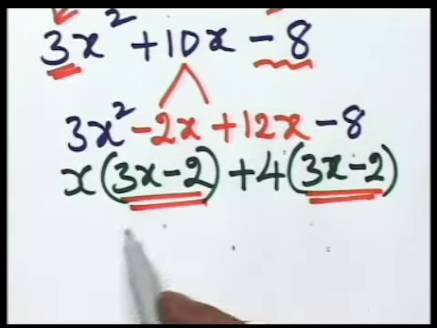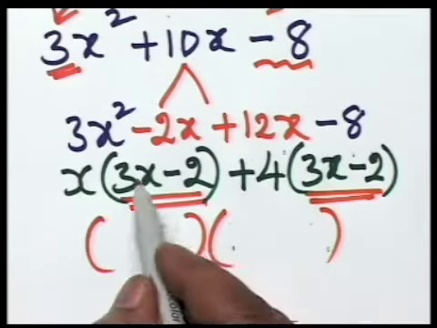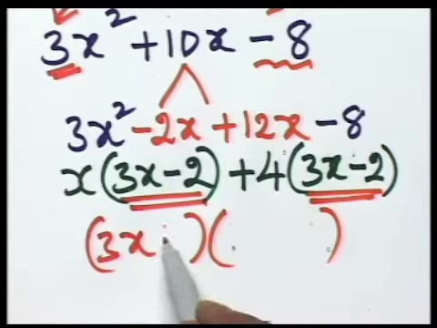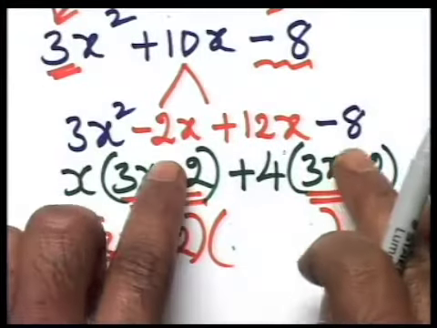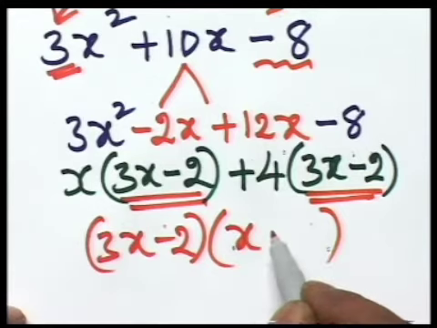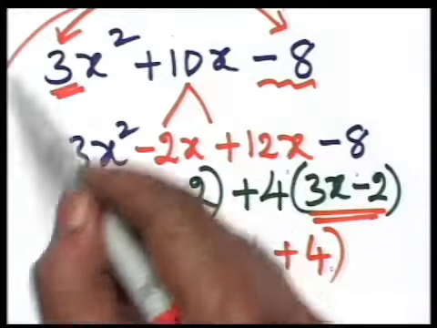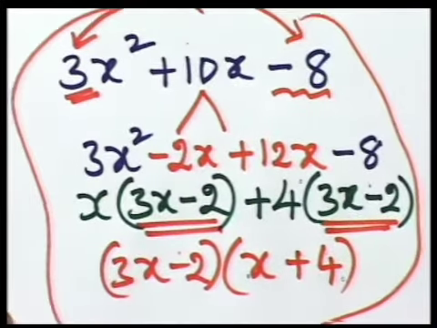In the last and final step now, I put my 2 brackets. One is the length, one is the width, please. The length is going to be 3x minus 2, which is the common, right? And the left outs will be in the next bracket, which is x plus 4. Okay, so that's how you need to solve a question.